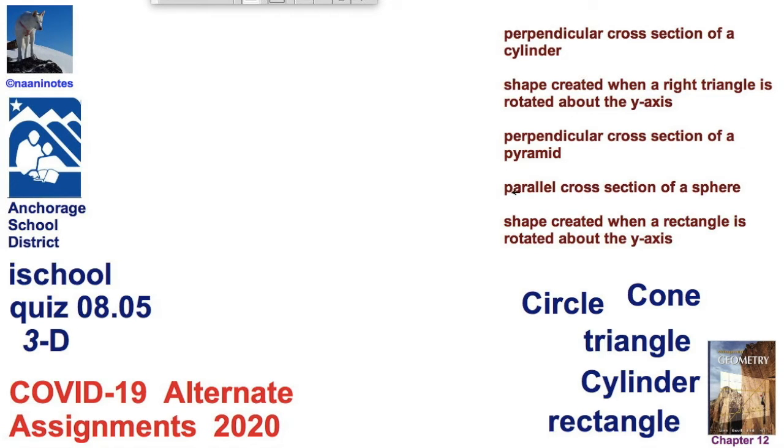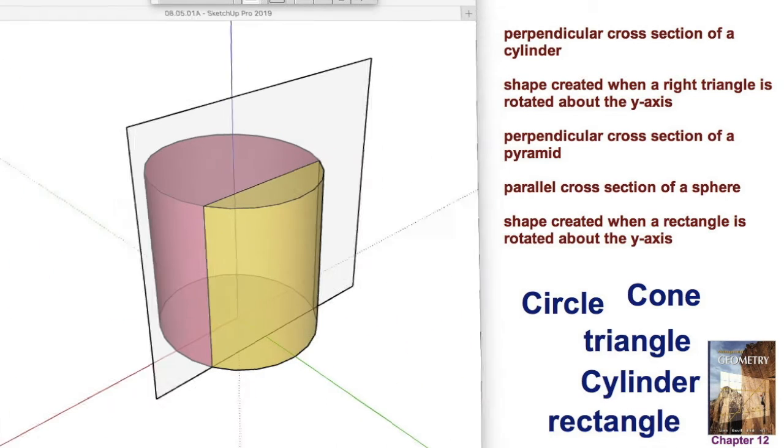Bummer. There's 5 text descriptions here, and you're supposed to be matching them with these 5 words, I guess. And you might be getting different ones because this is a sample, so let's just go through it. We'll go through these 5 shapes. We're going to draw them in Google SketchUp. So let's start with the first one.